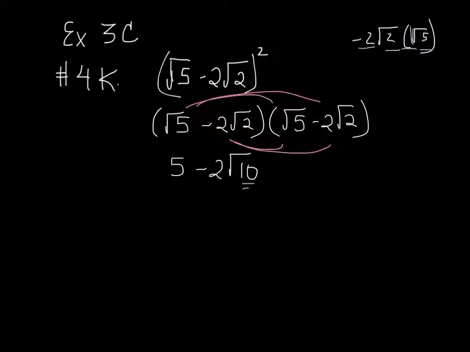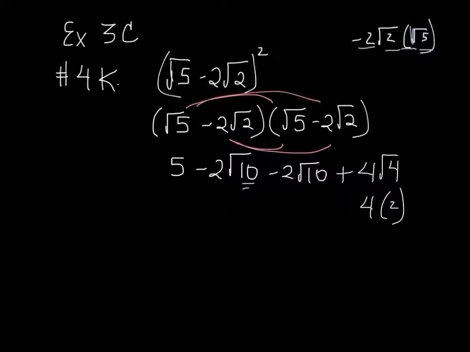Now, the next two terms I'm going to multiply, I'm going to take this negative 2 radical 2 times radical 5. Hey, that sounds familiar, doesn't it? So again, I get negative 2 radical 10. And then the last thing I'm going to do is multiply negative 2 radical 2 times negative 2 radical 2, giving me positive. 2 times 2 is 4. And I really get radical 4 here, but that's the same thing as 4 times 2, right? Because radical 4, the square root of 4, is 2.